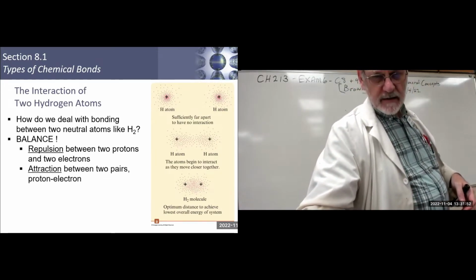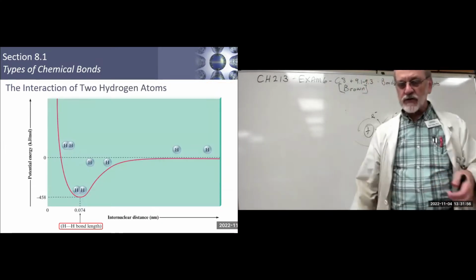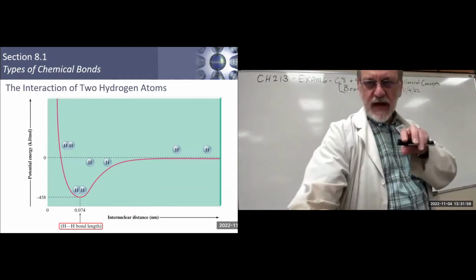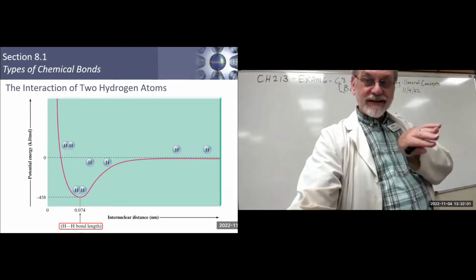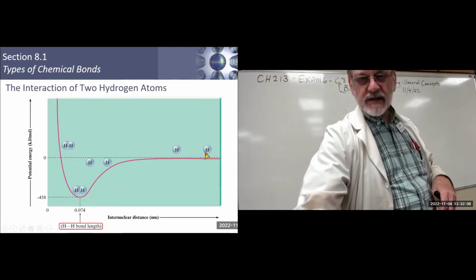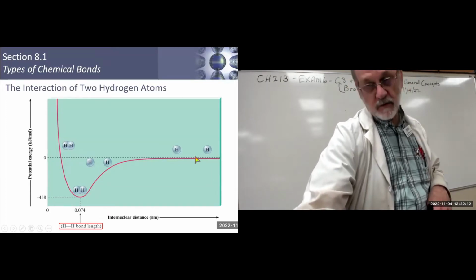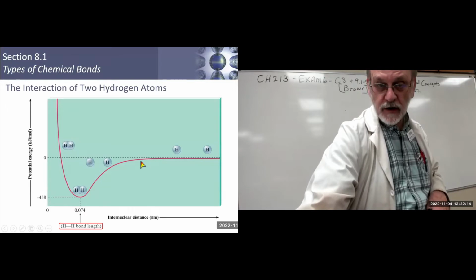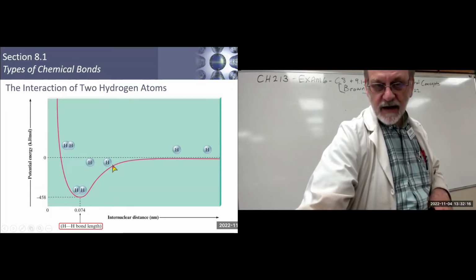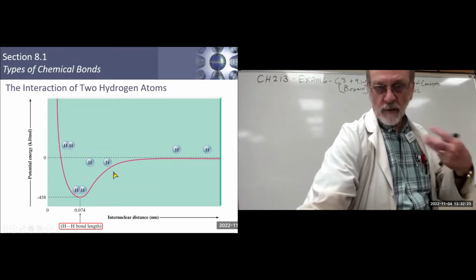I think I've got, yeah, this diagram illustrates, and it's best to read this diagram not from left to right, but from right to left. These individual atoms have a certain distance between them, right? And the distance between them is decreasing from right to left. They're getting closer and closer and closer. And as they get closer, we notice that the potential energy decreases, right? They're starting to form a bond.